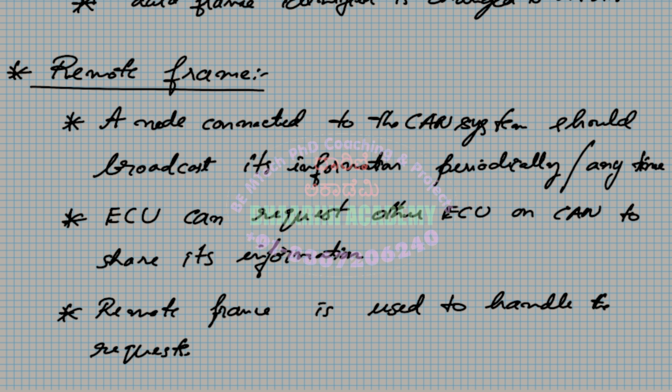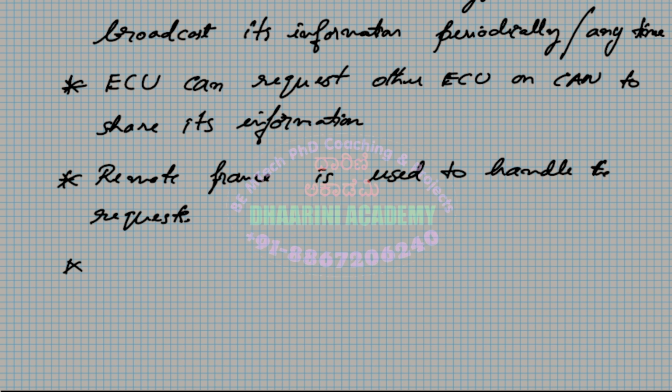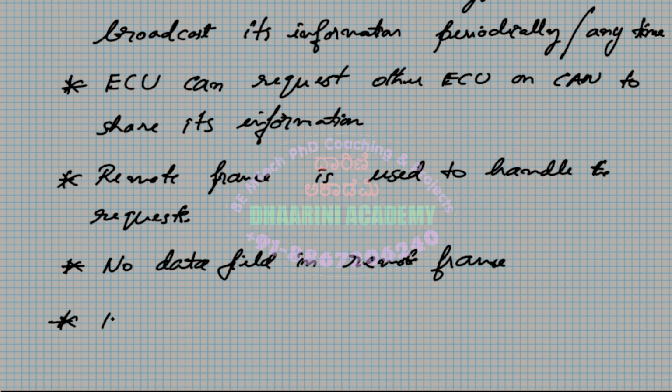So normally you see it's just a request. There will be no data present in it. So that's one thing. Just remember about the data frame. Whenever we explain, we need to talk about one thing: no data field in the remote frame. You're asking for whatever information you want. You are requesting the information, so no information will be present over there. And the next important thing is the RTR field, whatever we had, it will be equal to 1.